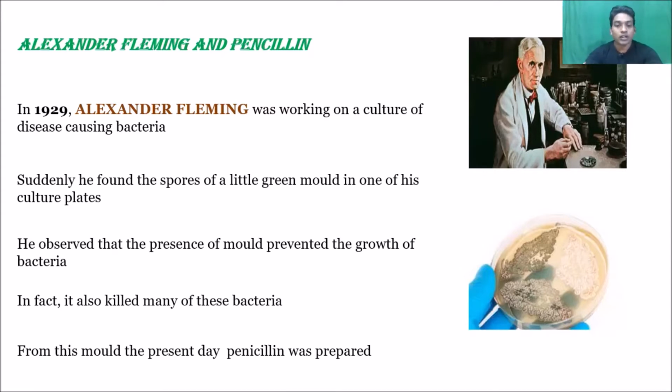So here what he observed, when he came back from vacation, was that some of his petri dishes which were used for culture had spores of little green molds. He also observed that these molds prevented the growth of the bacteria, and he later concluded that this mold has characters which can kill bacteria, and nowadays we call this mold penicillin, which is obtained from the fungus Penicillium notatum.